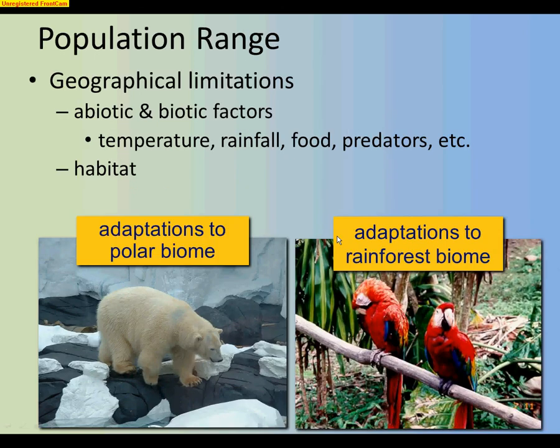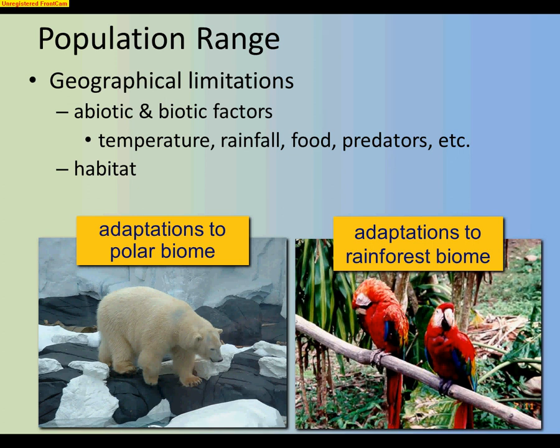Alright, so population range depends on several things. I showed you that picture of that bird's range that changed over time. It might be due to some abiotic factors or biotic factors, and also the habitat. What adaptations does that animal have that will allow it to survive in different locations?